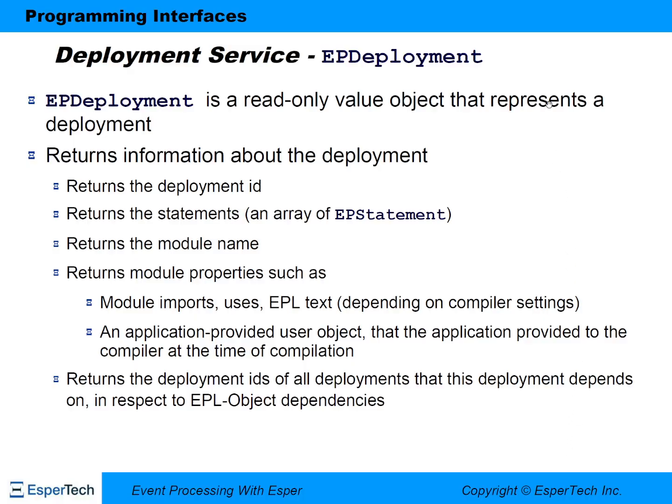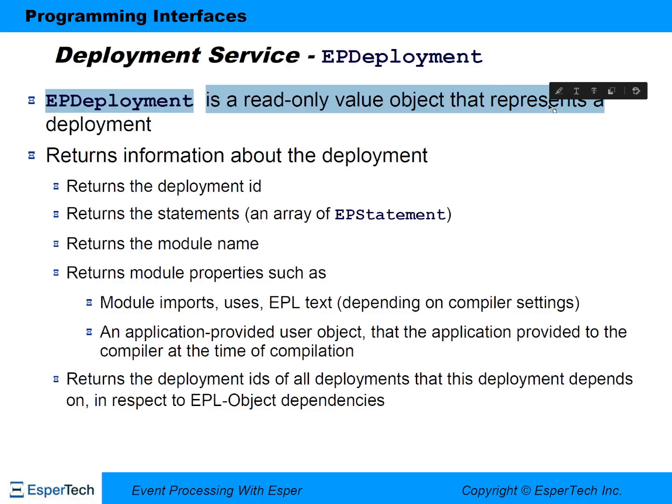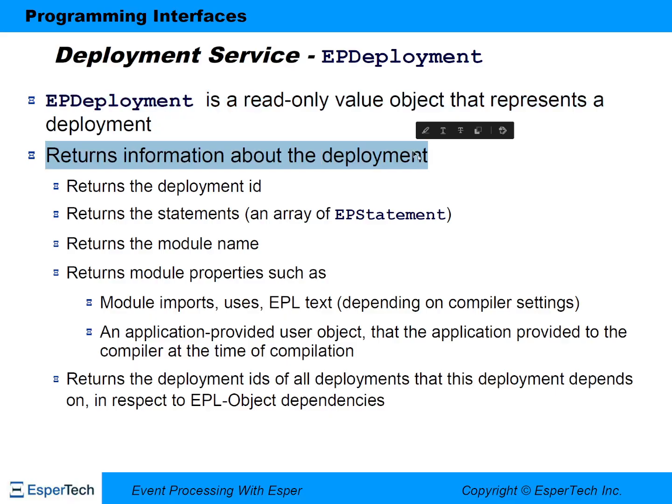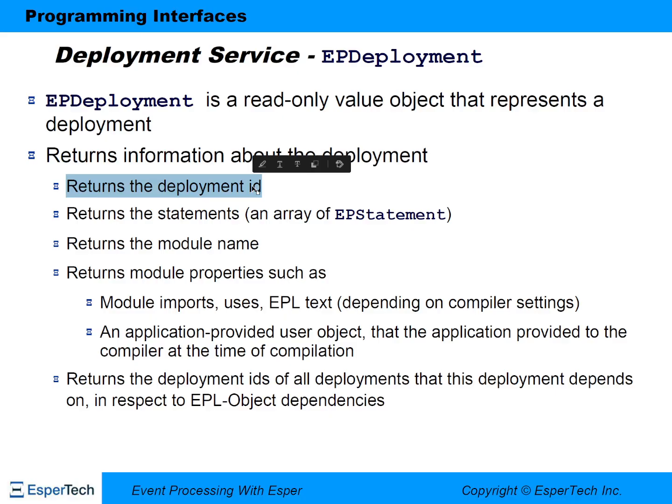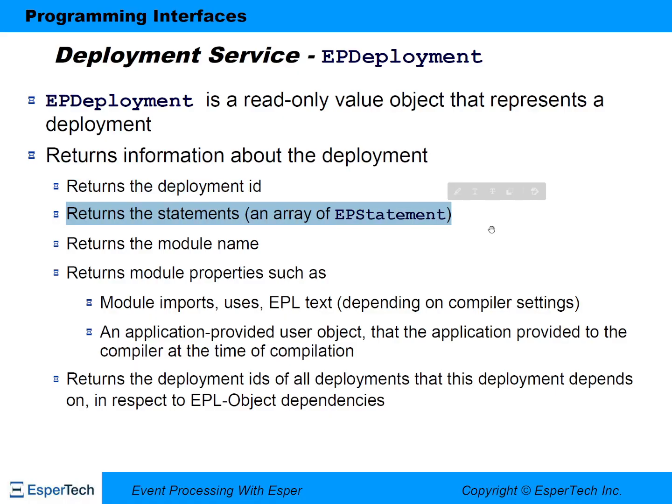The slide discusses the EPDeployment class, which represents a deployment. The EPDeployment is a read-only value object that represents a deployment. It returns information about the deployment. It returns the deployment ID, which is the string-type identifier that uniquely identifies each deployment within the runtime. It returns the statements. The EPStatement class represents a statement. So it returns an array of statements corresponding to the statements in the EPL module that was compiled.